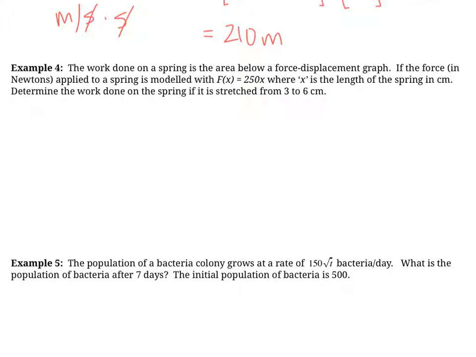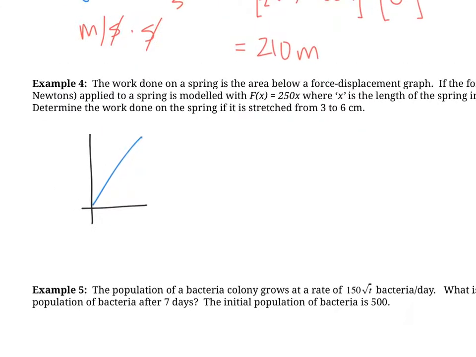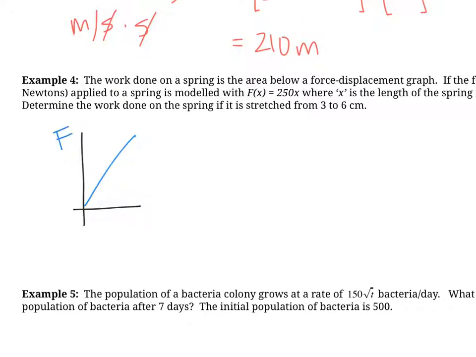Here's another example of work done on a spring. The amount of work done on an object is equal to the area below the force-displacement graph of that function. So let's quickly sketch again what we're trying to do. The force applied is represented as the equation 250x. So it's just going to be a line like that, direct variation. If this is the force and this is the displacement, so the amount that the spring moves.